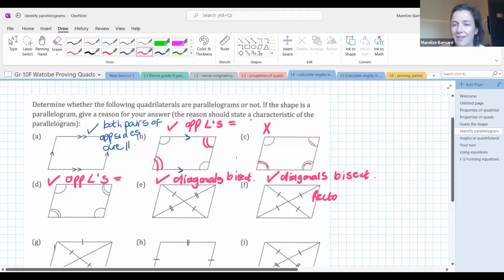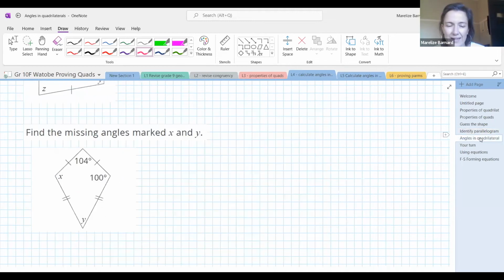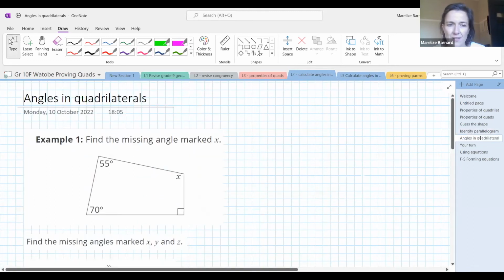There's only one quadrilateral with diagonals that are equal in length and also bisect. And that's a rectangle. Okay, good stuff. Let's see what else we had here. Let's start here with angles in quadrilaterals.